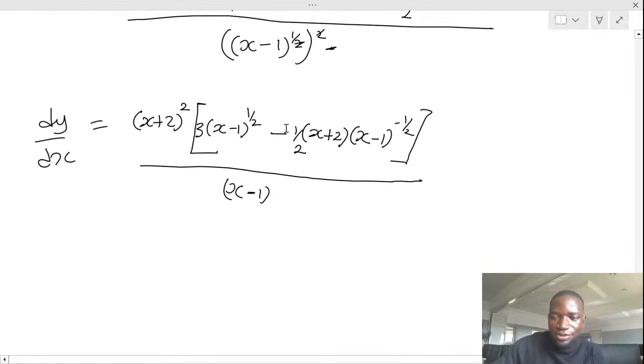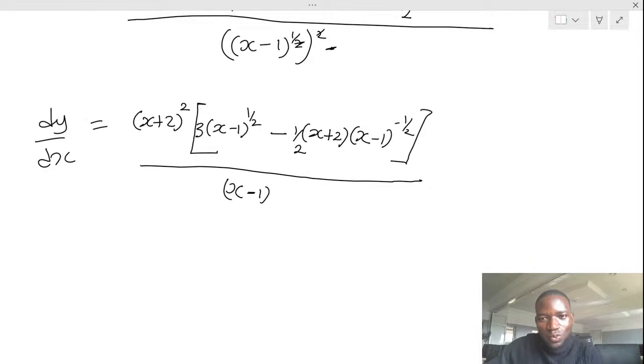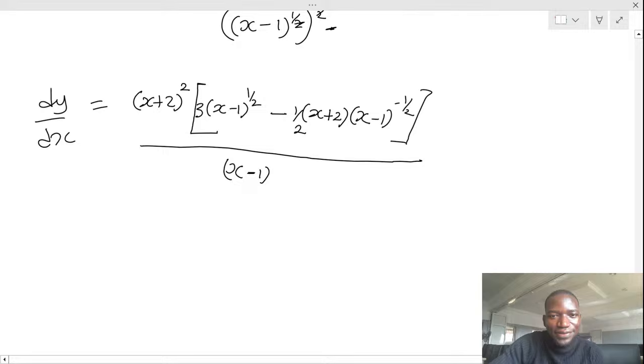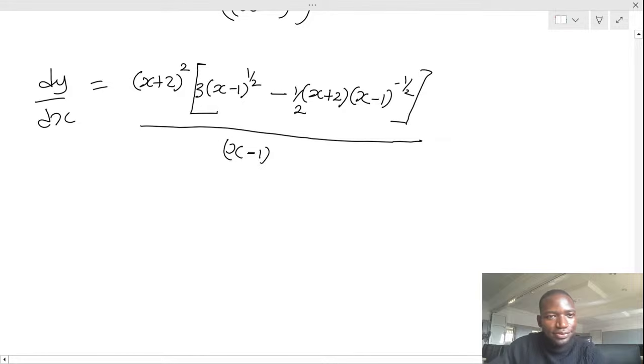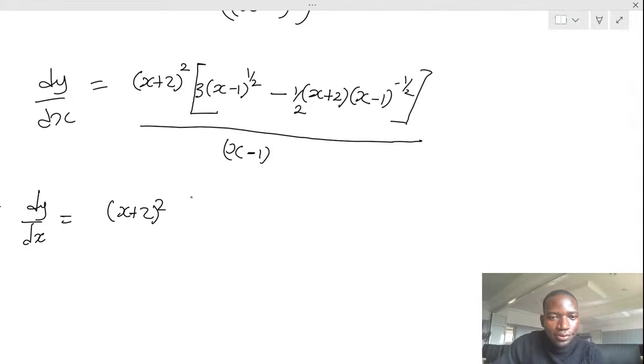The other thing coming to my mind, let me just talk about it now. This one can be expressed as 1 over this. Let's go through that route and see if it's going to work. It's going to work, obviously. So we have x plus 2 all squared into brackets, big 3 into x minus 1 to the power of half, minus 1 over 2 into x plus 2, everything also over x minus 1 raised to the power half.